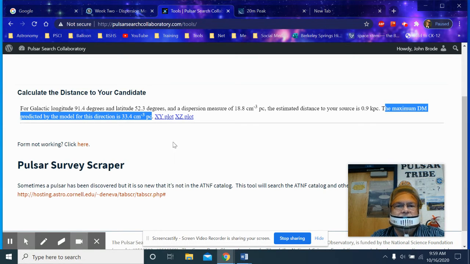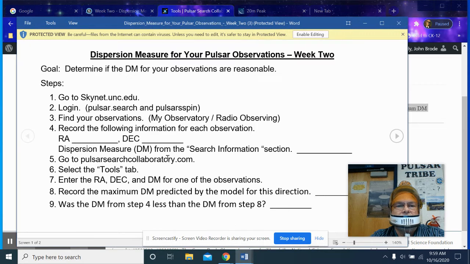All right, next thing I'm supposed to do, the directions would say. Okay, I've done all the way through number 8. Number 9 says, was the DM from step 4 less than the DM from step 8? And the numbers that I wrote down in step 4, the DM was 18.8. And we just got, for step 8, it was 33.4. So 18 is less than 33. So in that box, you would say yes.